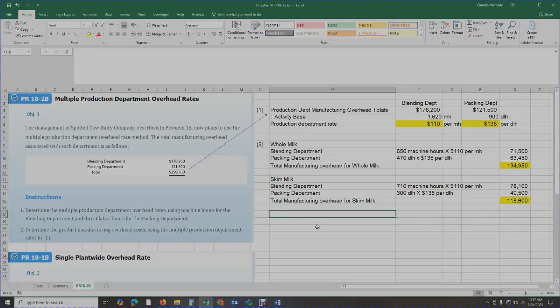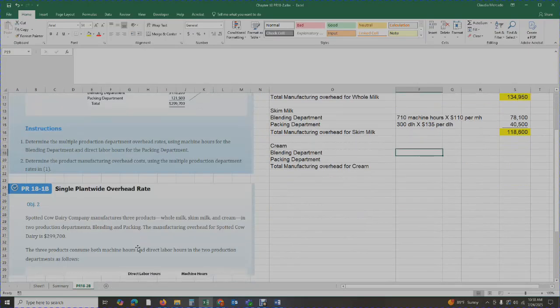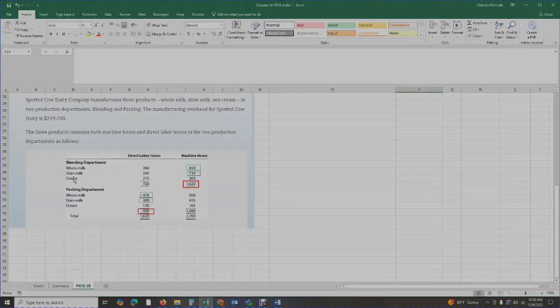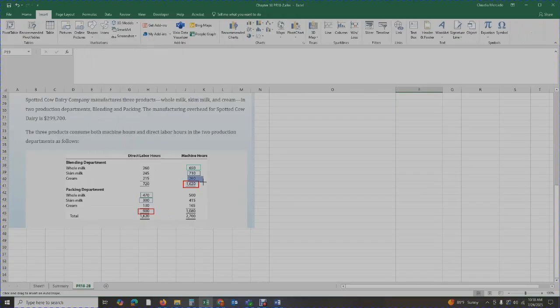Last but not least, we've got the cream. Okay. I'm going to copy this down. I'm just going to change this. Okay. So let's look at the cream, and we're looking at the blending department. This is the last one we've got. So let's look at the data. So we're looking at the cream now. We're going to highlight that cream number. We've got 260 for the cream.